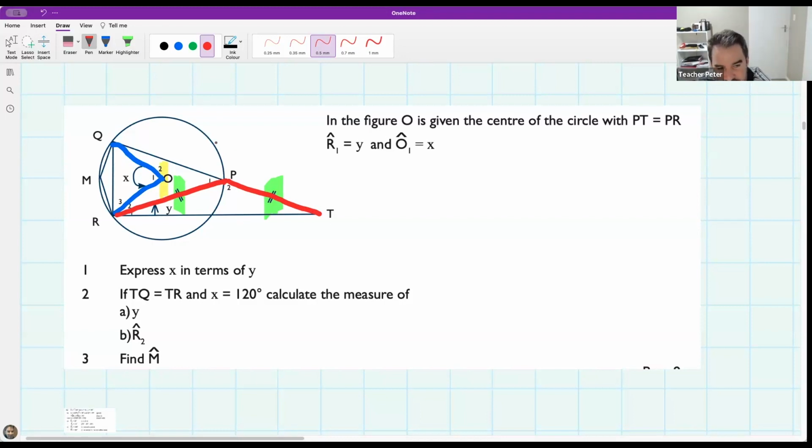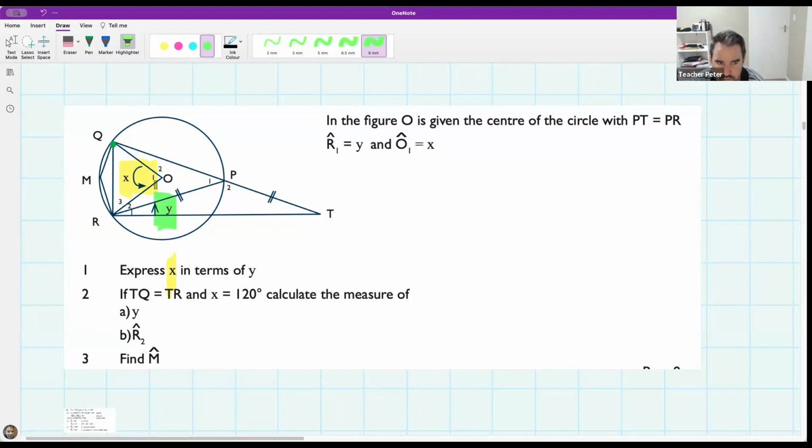Okay, so the other thing I want to point out that I've spotted is what type of quadrilateral that is. Well, that could be a cyclic quad. What else? I think that's about it. There's a cyclic quad there as well. Okay, now what is the question? The question is express x. So let's find x. Express the angle x, which is like O1, in terms of y, which is down here.